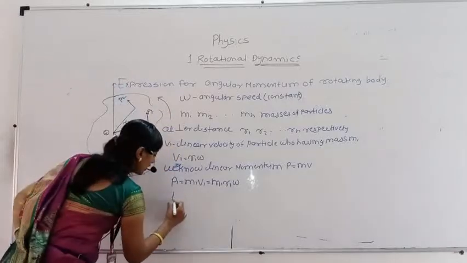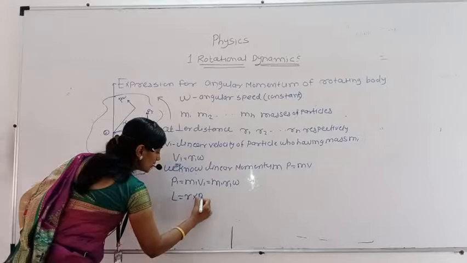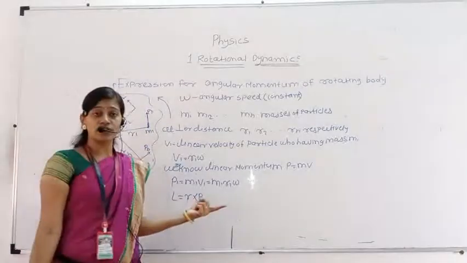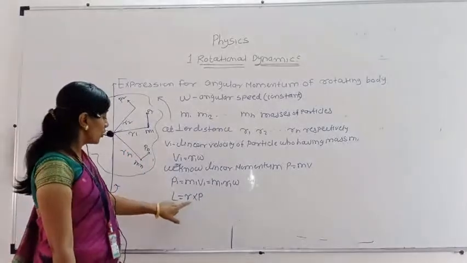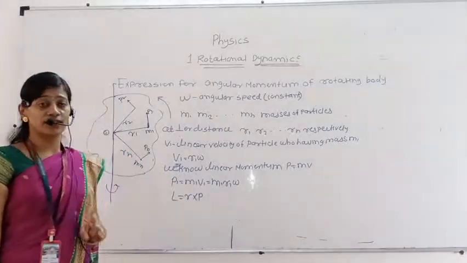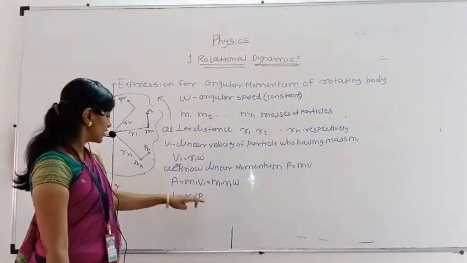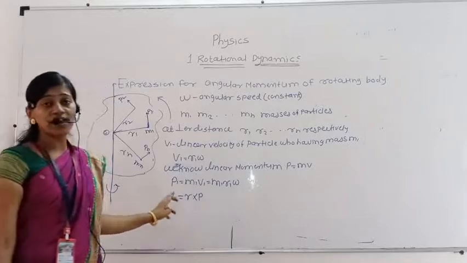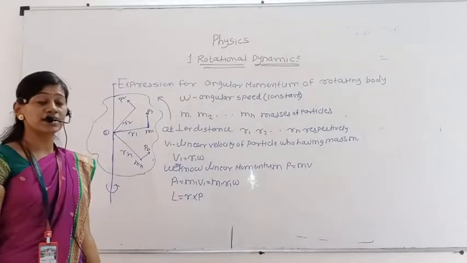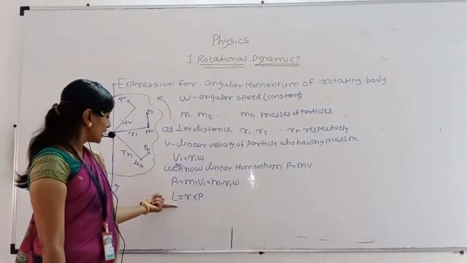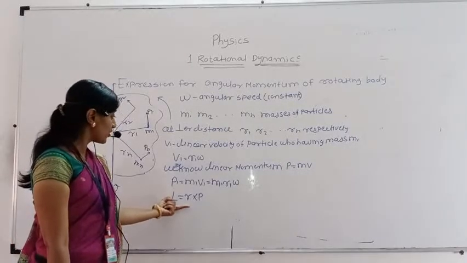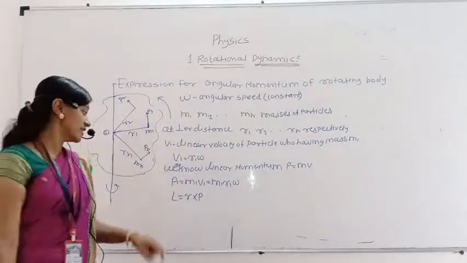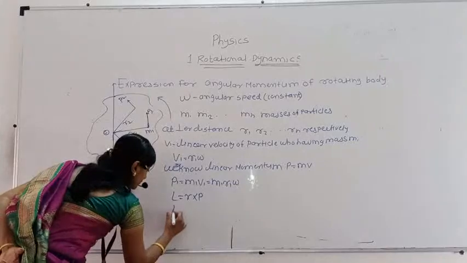We know L is equal to r into p. Angular momentum of a rotating body is defined as the product of position vector and linear momentum. In the previous expression, we found the magnitude of the angular momentum. By using this formula, we have to find out the angular momentum of the first particle whose mass is m1.